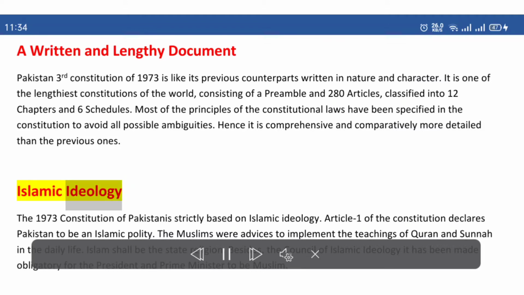Islamic ideology. The 1973 Constitution of Pakistan is strictly based on Islamic ideology. Article 1 of the Constitution declares Pakistan to be an Islamic polity. The Muslims were advised to implement the teachings of the Quran and Sunnah in daily life. Islam shall be the state religion. Besides the Council of Islamic Ideology, it has been made obligatory for the President and Prime Minister to be Muslim.